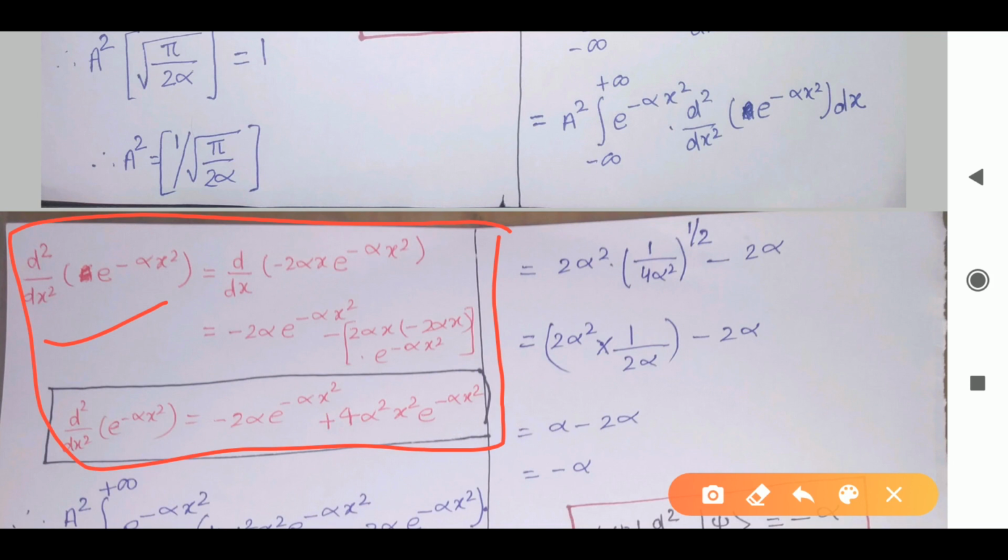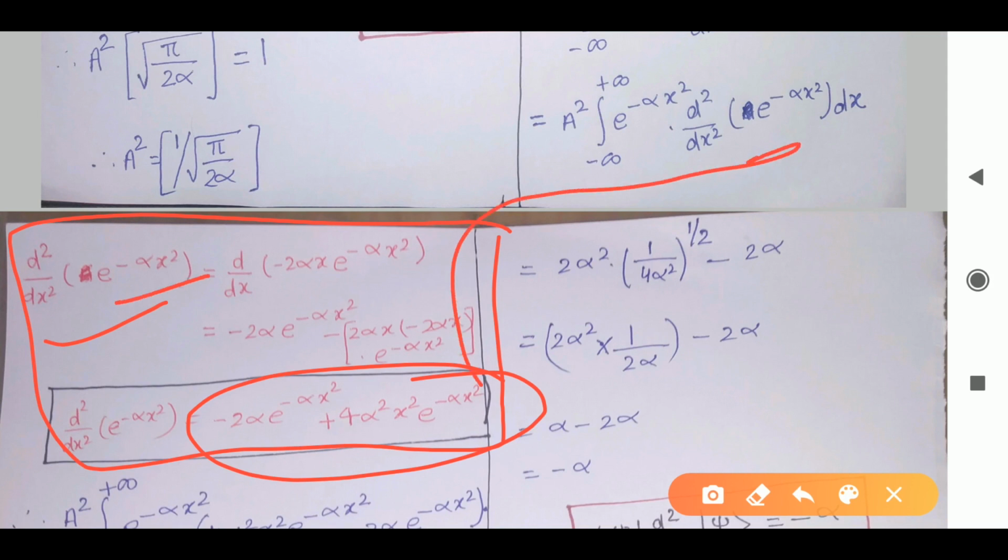Clear? So this is the value that we have got, the double derivative of this. So now what we will do, we will substitute this here. Clear?